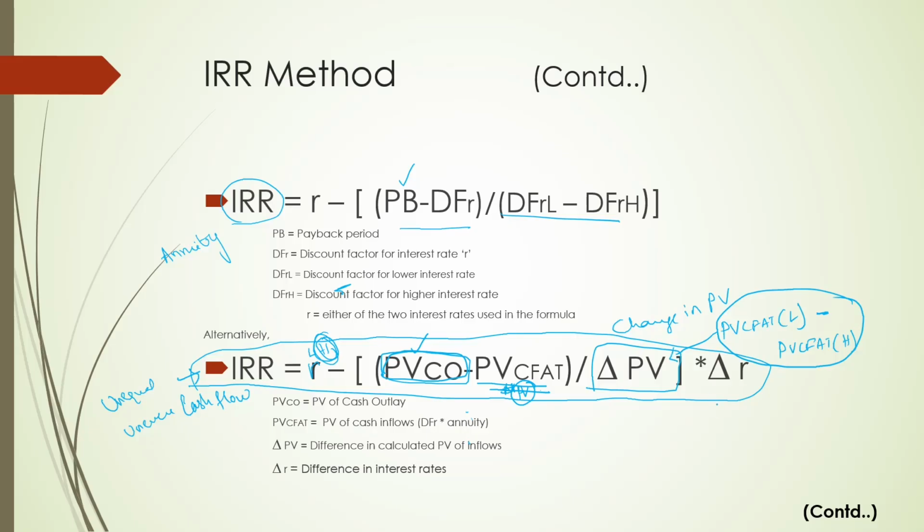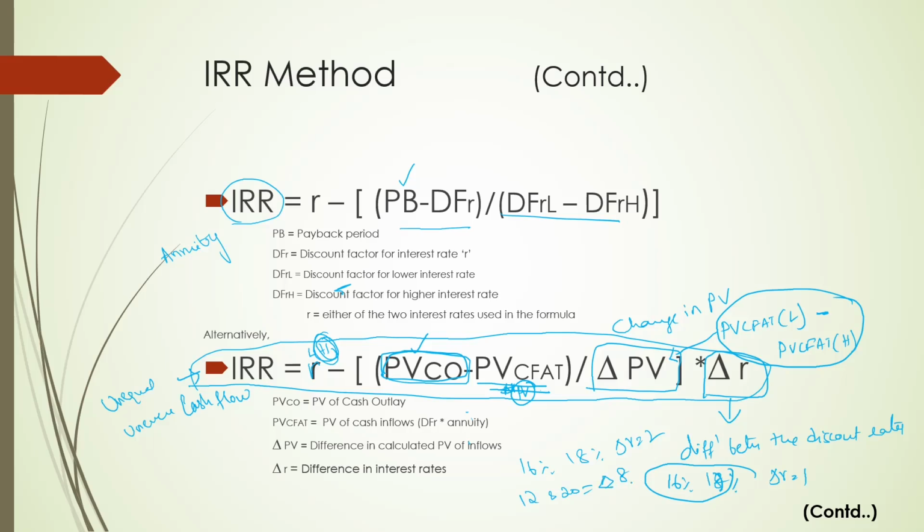Now, here we have an additional value, that is delta R. Delta R is the difference between the discount rates. For example, in the earlier problem, we took 16 and 18. Sorry, 16 and 17, right? So your delta R will be 1. If you take 16 and 18, then your delta R will be 2. If it is 12 and 20, then your delta R will be 8. Okay. Now, let us get into the process.